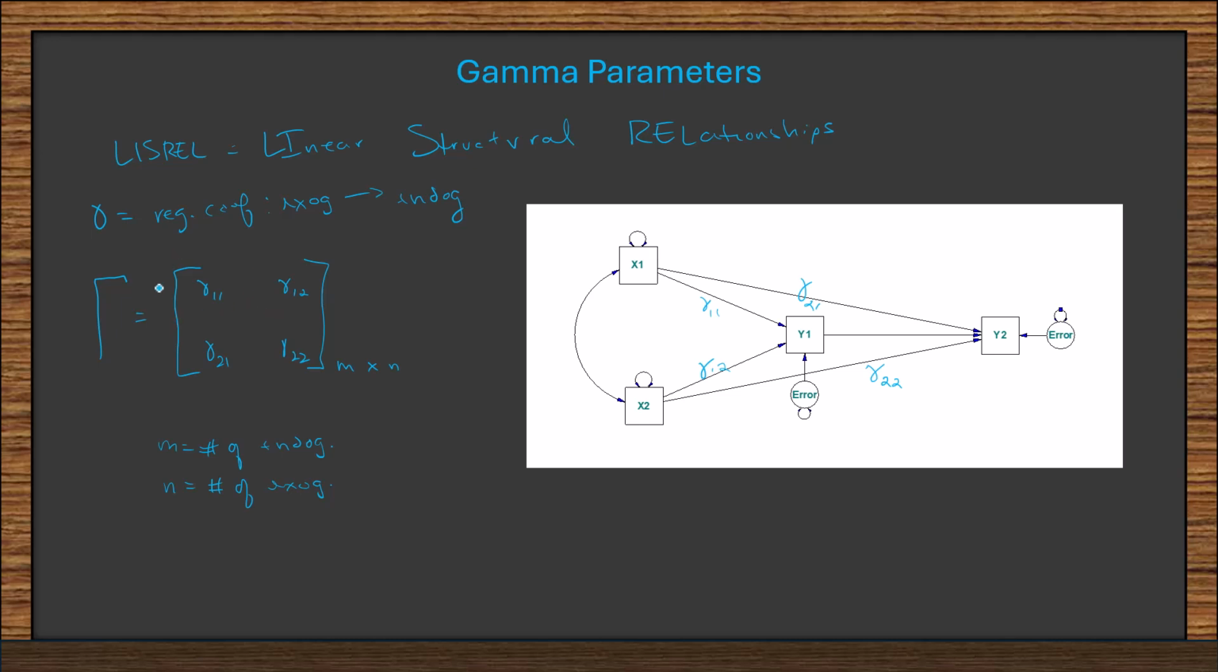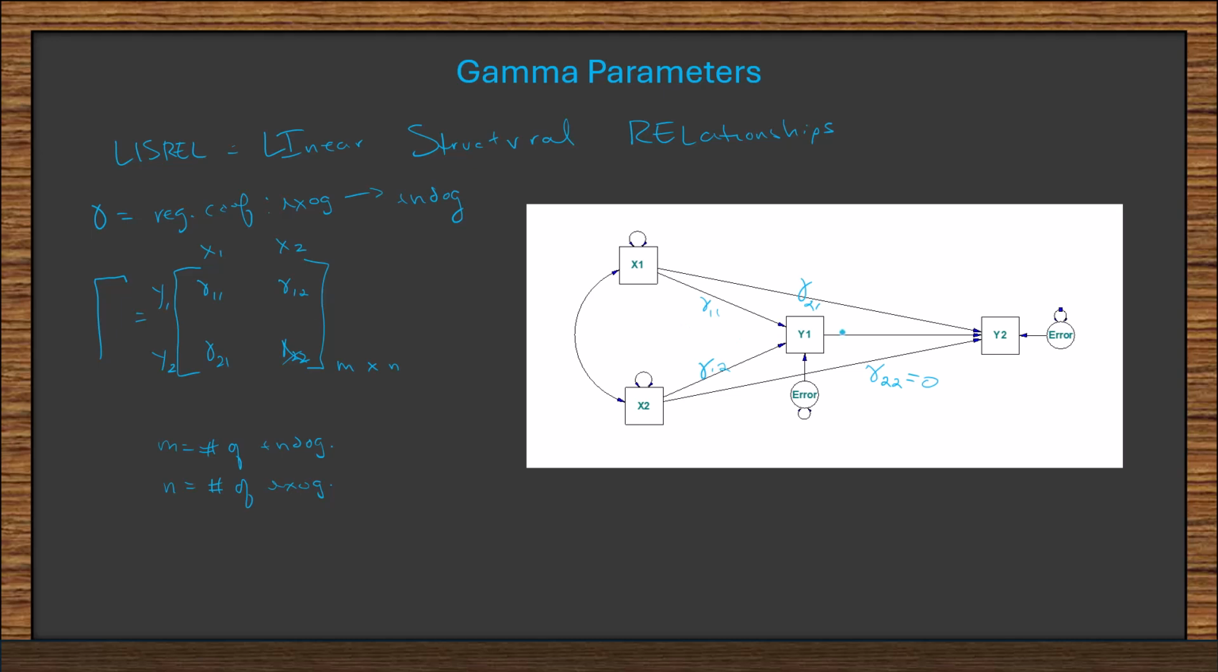Now, another way to think about it is that the rows are defined by y. So we have y1, y2. That's what's being predicted. And then finally, the columns are defined by x's, x1, x2. Now, the fact that this is a 2 by 2 matrix is just because we have 2 exogenous and 2 endogenous variables. If we had 3 endogenous variables, for instance, it'd be a 3 by 2. And not all these parameters have to be estimated. For instance, if I fixed gamma 2,2 to 0, this would drop out and it would just become 0 in this matrix.